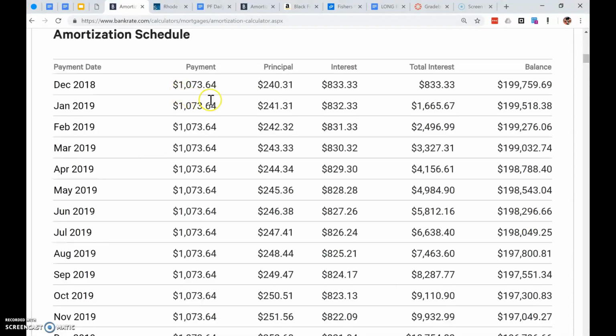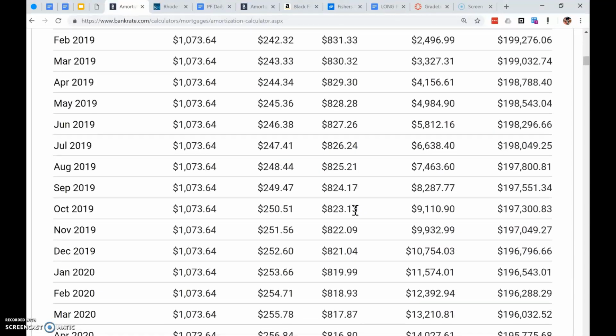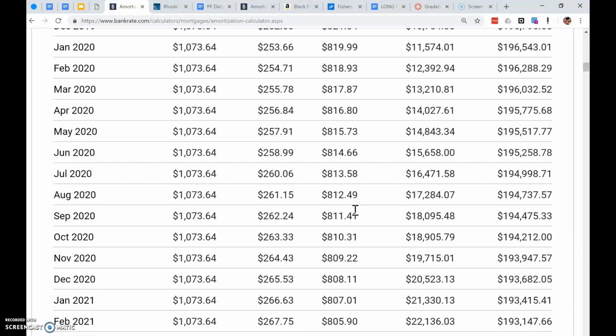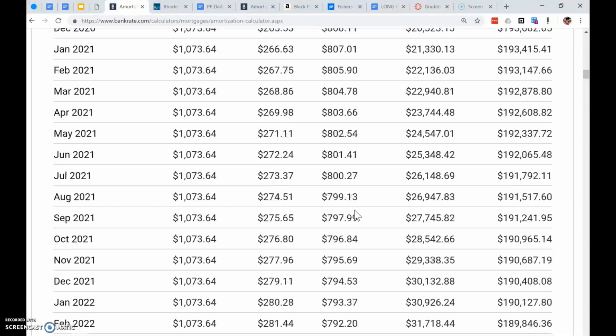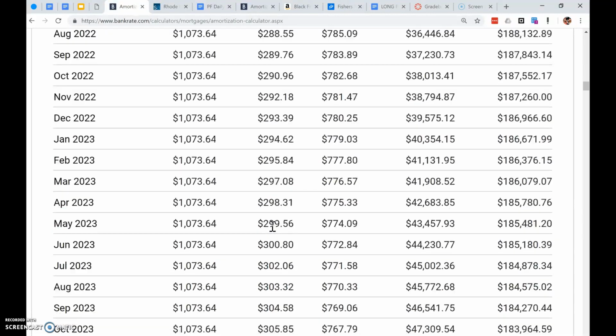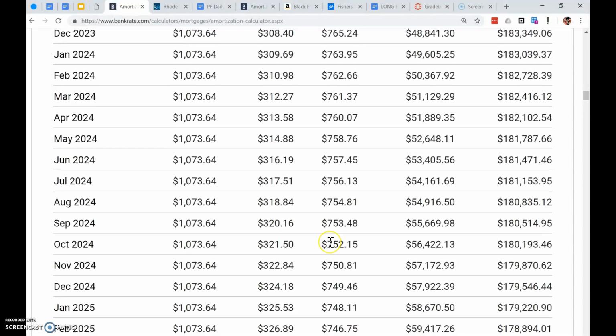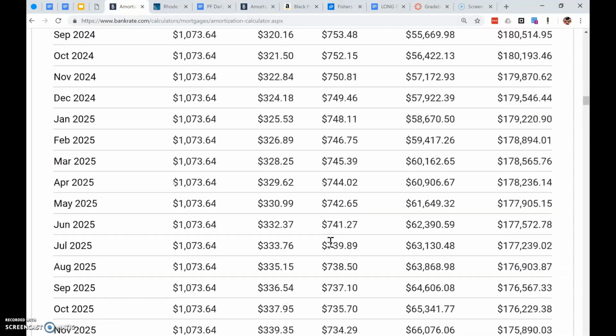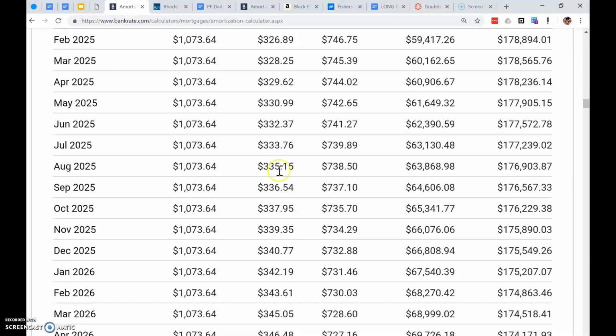Your total payment the very first month is $1,073. Only $240 of that is going towards principal. $833 is going towards interest. And you can see the balance on this column. I would highly suggest to scroll through one example just to see how it changes over time. As you can see, even just me scrolling, the amount of principal continues to get higher and the applied interest continues to get lower over time.